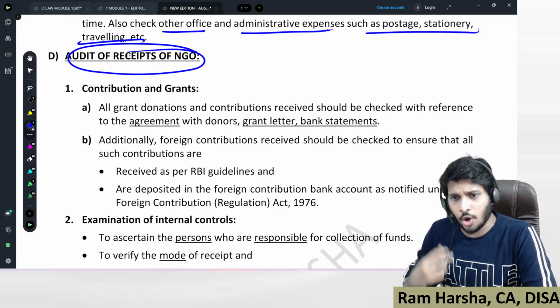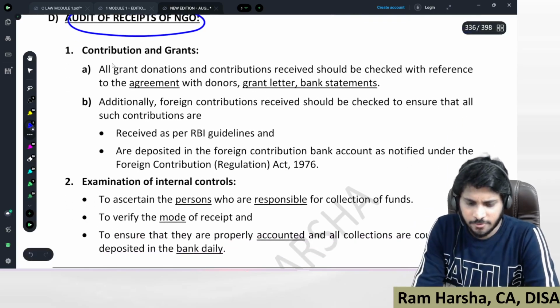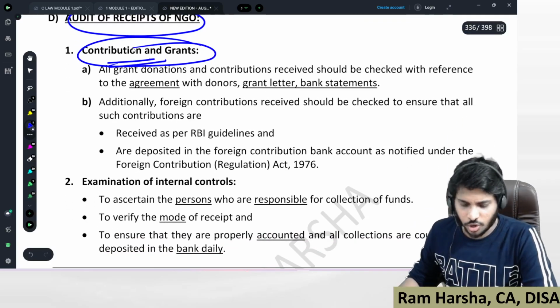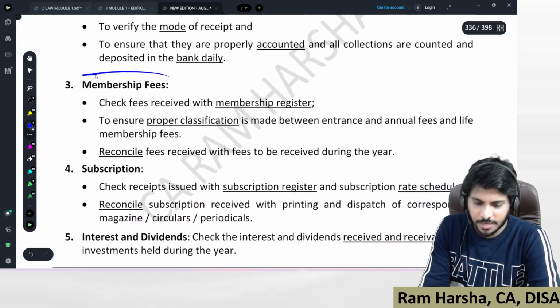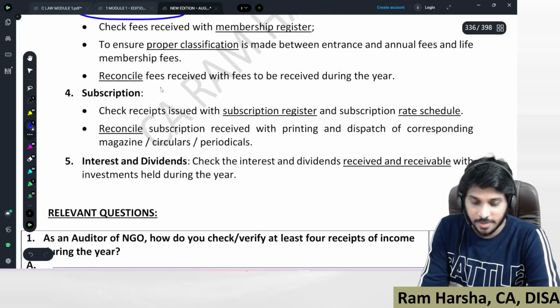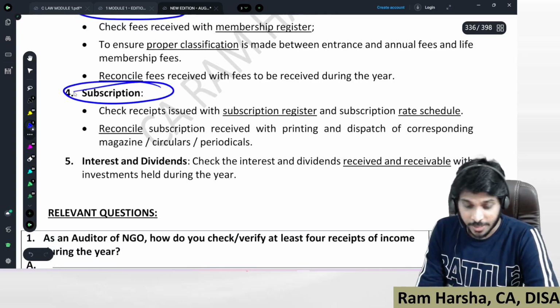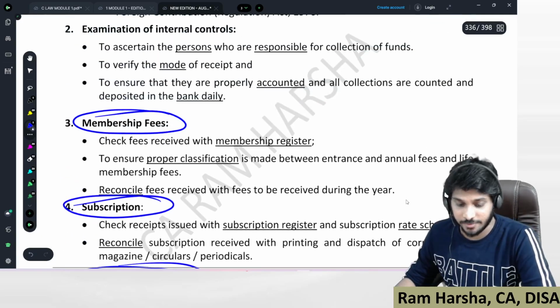An NGO will have how many types of receipts? The main type of receipt is contribution and grant. Another type of receipt is membership. Another type of receipt is subscriptions. Another type of receipt is interest and dividend.